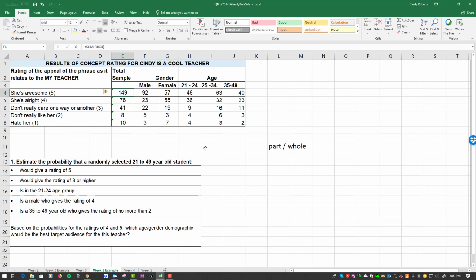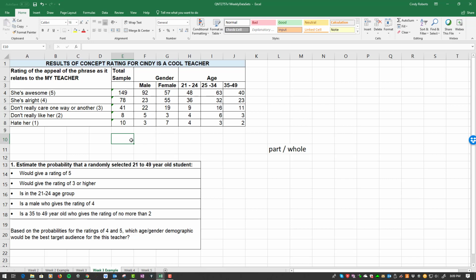But what's the whole? The whole is how many people they actually asked. So I could sum my sample breakdown of each group, and I could see they asked 286 people. So the probability they would give a rating of 5 would be how many give a rating of 5 divided by the total, the whole. That's 52.1%, not too shabby.